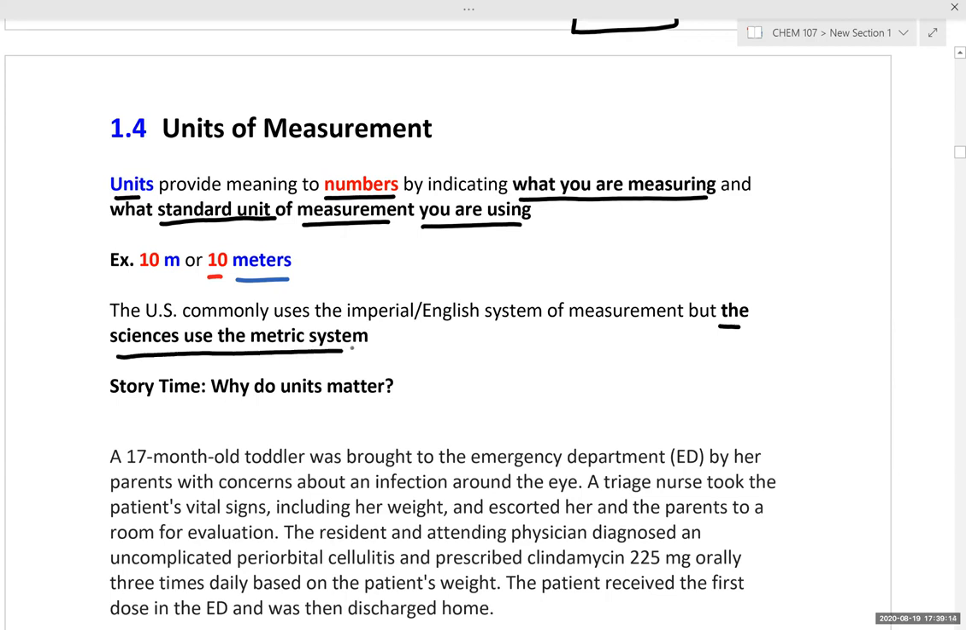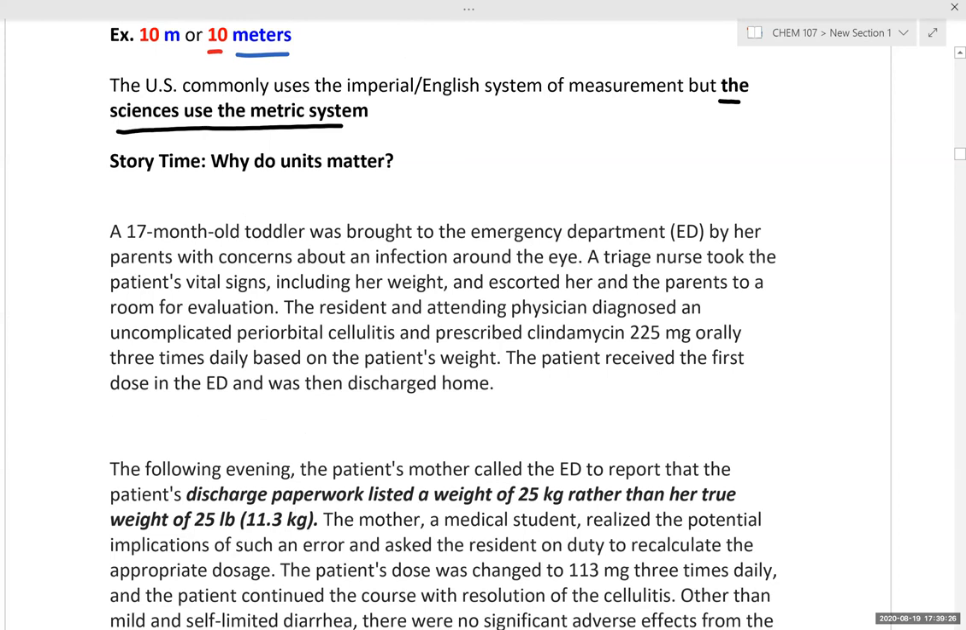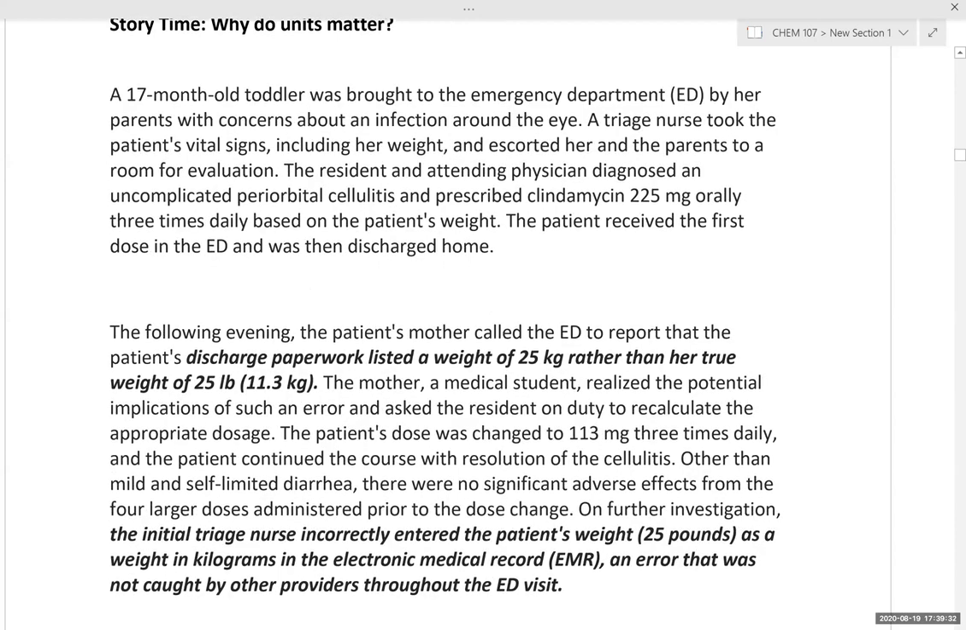Now, for those who are wondering, I always try to find a major specific example of how units can really play an important role in our day-to-day lives. And I just want to talk about a nice little case study, especially for those who are going into nursing. In this story, a 17-month-old toddler was brought in with concerns about an eye infection. They took a lot of the patient's vital signs, including their weight. They diagnosed the patient and prescribed them a dosage of a common antibiotic.